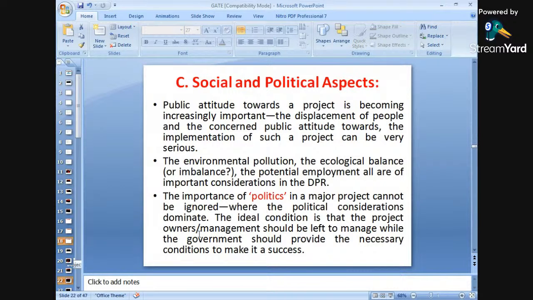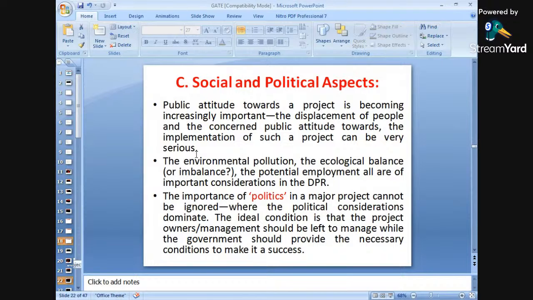Okay? So public attitude towards a project: always there will be a question whether a particular type of project will be beneficial for society or for the public. So this question will arise for the construction of any project. Okay? So public attitude towards a project is becoming increasingly important. There is the displacement of people, and the concerned public attitude towards the implementation of such a project can be very serious.